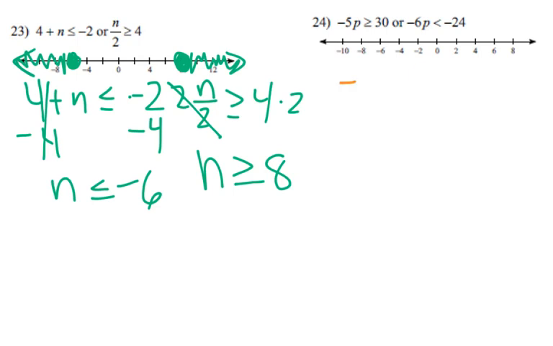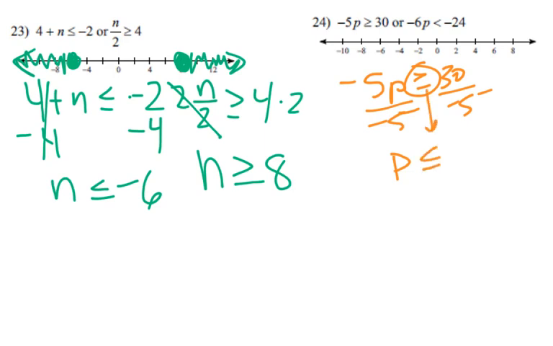On 24, we've got negative 5p is greater than or equal to 30. Divide by negative 5. So p, now because we divided by negative 5, I take the inequality and I reverse it. 30 divided by negative 5 is negative 6. So p is less than or equal to negative 6, so draw a filled in circle, shade to the left.